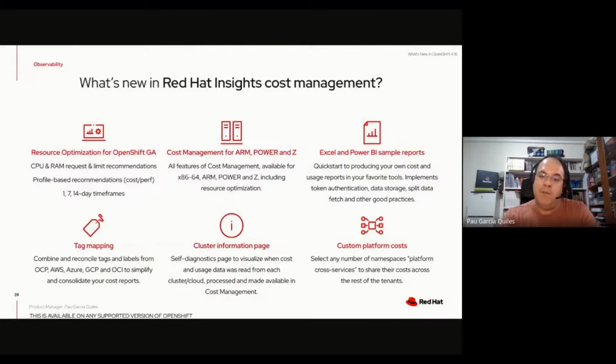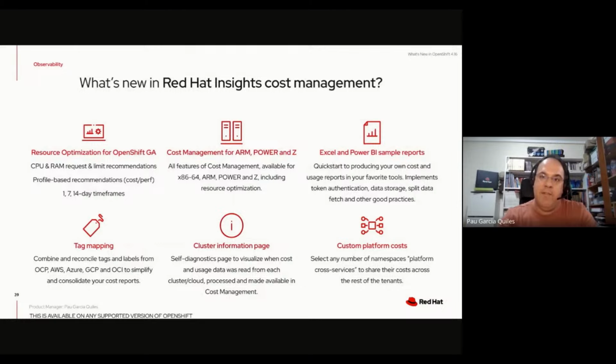In order to make those reports simpler, we are also adding a new feature, which is tag mapping. So you have tags and labels coming from different places, OpenShift, AWS, Azure, GCP, Oracle Cloud, and you want to make sense of all of that, not have a ton of labels, not have discontinuities in the data flows. So with tag mapping, tag reconciliation will allow you to have a single pane of glass for all those tags. Another feature that we are adding is this cluster information page.